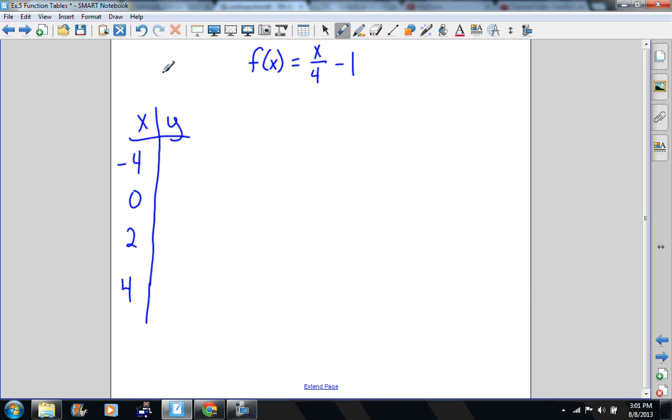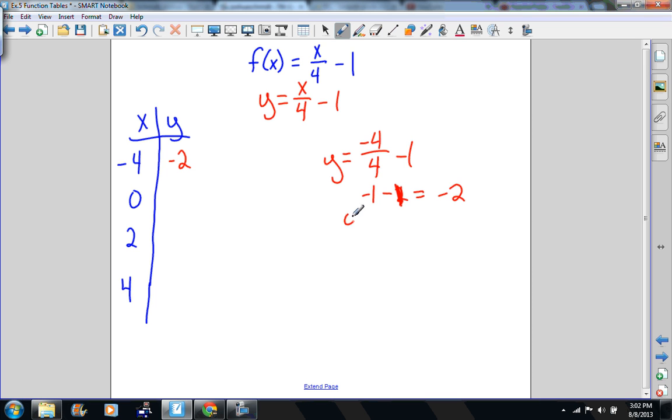So for this one, it's the same idea. Now, what's important about this table is that I didn't do my -2, -1 system. And so this is not consistent. So we can't do our shortcut on this one. So once again, we're going to change this into y equals x over 4 minus 1. So I do y equals -4 divided by 4 minus 1. Well, this is -1 minus 1, which is -2. It's right there.